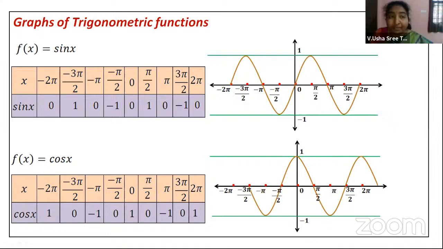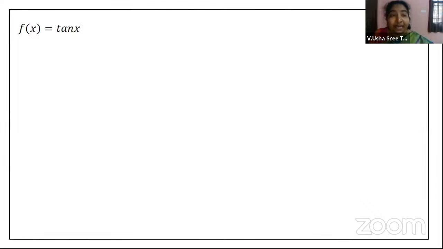The pattern is repeating. So from this, we can conclude that sine and cos are periodic functions with a period of 2 pi. What is this period telling you? After every 2 pi radians, the pattern of the graph will be repeating. Got it, children? Then quickly we will move to the tan function.